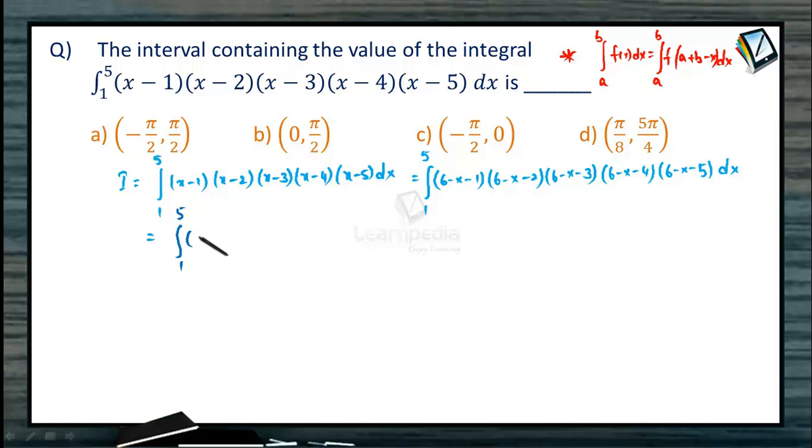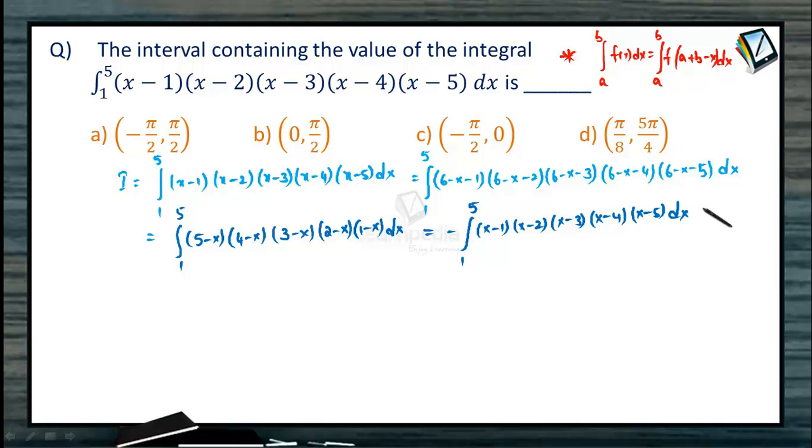What is the first factor? It is 5 minus x into, now here it is 6 minus 2 minus x, so 4 minus x into 3 minus x into 2 minus x into 1 minus x dx. If you look at, there are 5 such factors, each with a minus difference. This is minus of integral 1 to 5, back to the same product as (x minus 1) into (x minus 2) into (x minus 3) into (x minus 4) into (x minus 5) dx. But this value of integral is the original I given.